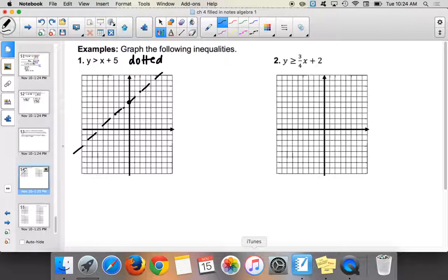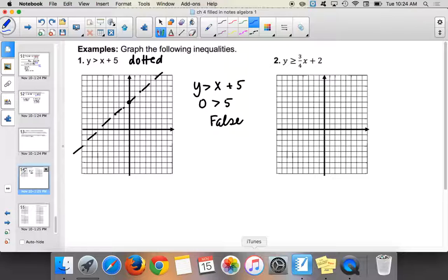All right, so we need to decide if we're going to shade this line or not. So we're going to plug in a point. We want to pick a point that's off the line. Like I said, usually we're going to pick 0, 0. So we plug 0, 0 into the original inequality. I plug in 0 for the x and 0 for the y, and I get 0 is greater than 5. Is 0 greater than 5? No, that is false, right?